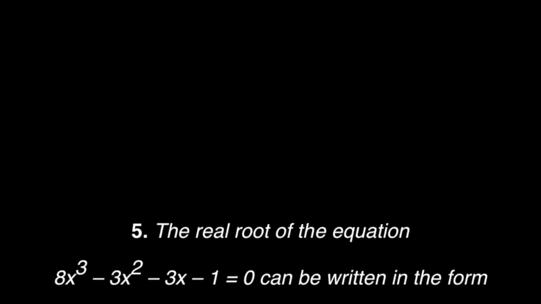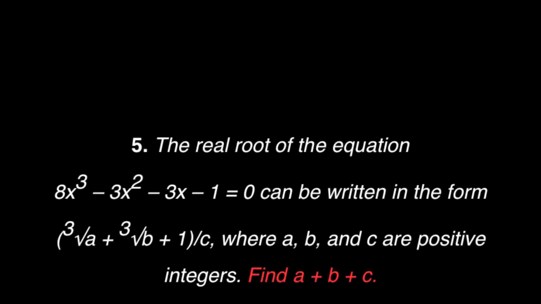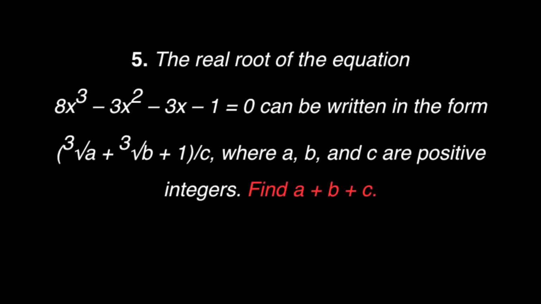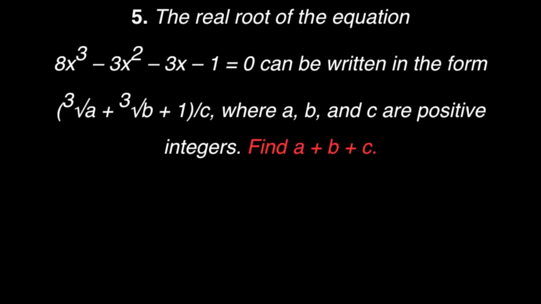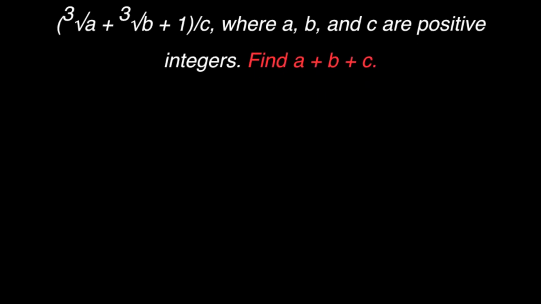The real root of the equation 8x cubed minus 3x squared minus 3x minus 1 equals 0 can be written in the form cube root of a plus cube root of b plus 1 all over c, where a, b, and c are positive integers. Find a plus b plus c.